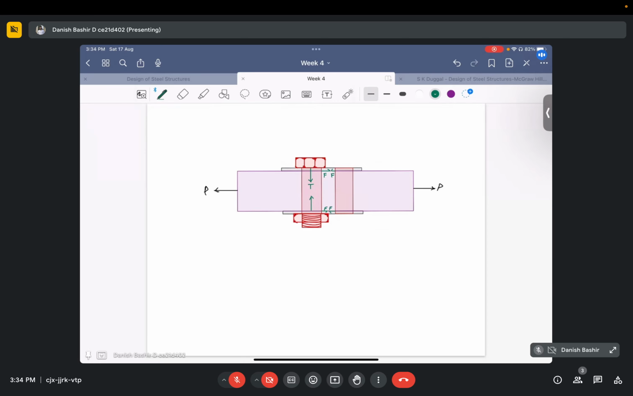So we see how this tension is related. The frictional force F will be equal to the coefficient of friction mu between the interfaces times the normal force, and the normal force is T here, normal to this surface. So F is equal to mu times T. This is for high strength friction grip bolts.